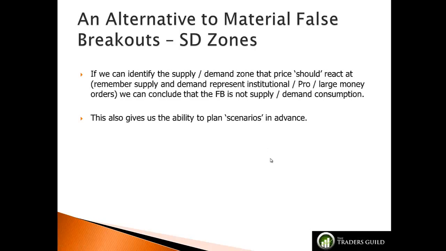and this gives us advantage in terms of we can plan scenarios in advance. We can find support resistance zones, for example, look for a clear supply demand zone and plan for what should happen, what we want to happen, and plan that trade out in advance, just like we can with FTBs.